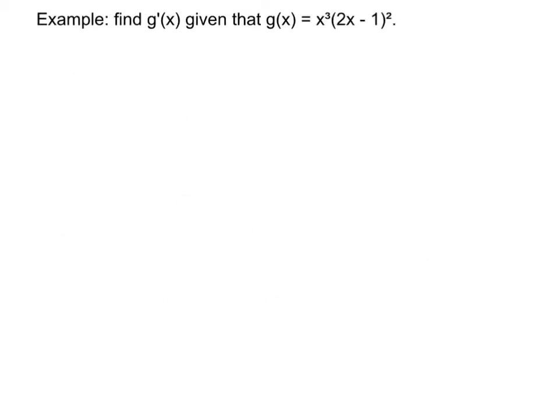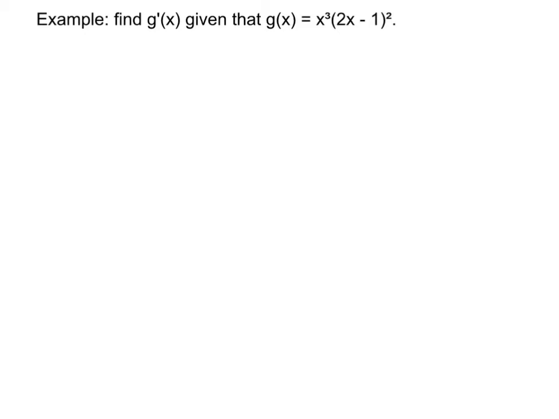So another example: find g prime of x, given that g of x equals x cubed times (2x minus 1) squared. I'd like you to think about this problem and think about, in some sense, why you can't do this problem yet, and then maybe even pause the video for a minute or two. Take a stab at how you might manipulate this before you try and take the derivative. So I'd really like you to pause and try and think through what your first step would be in simplifying this, and then we'll check our work together.